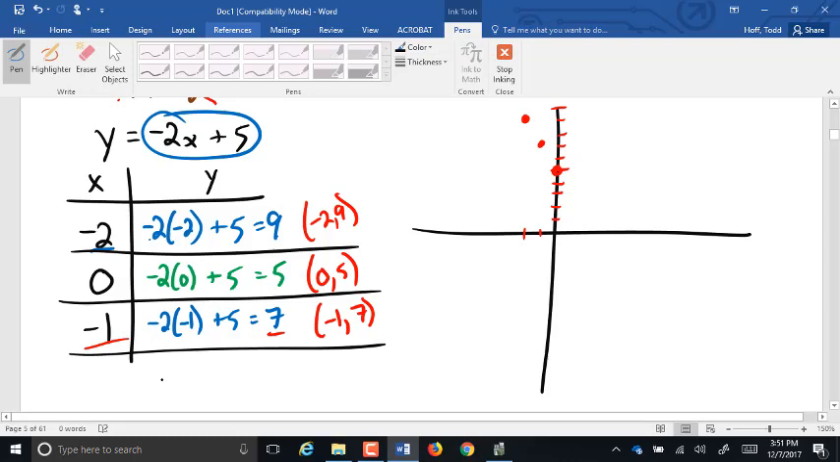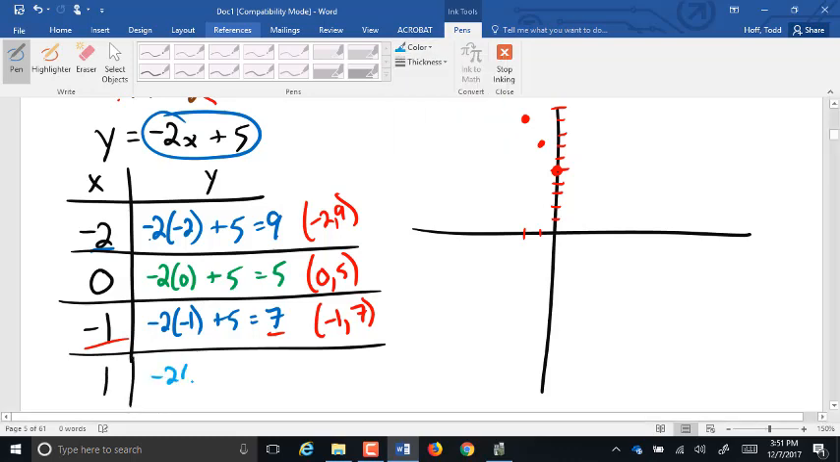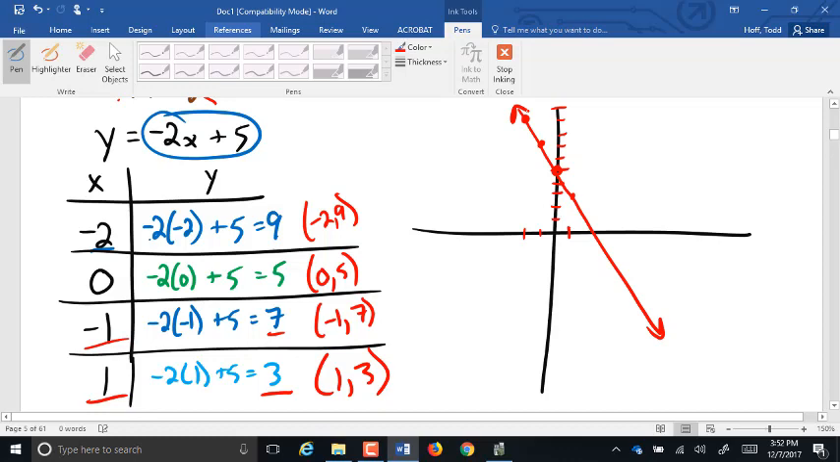I'm going to pick one more. I'm going to use a positive 1. Negative 2 times positive 1 plus 5. Well, negative 2 times positive 1 is negative 2 plus 5 is 3. So when x is positive 1, y is positive 3. Well, we've got 4 points in a row in a line. That's relatively good assurance that that's going to form a line on our graph. And there's our line on the graph.